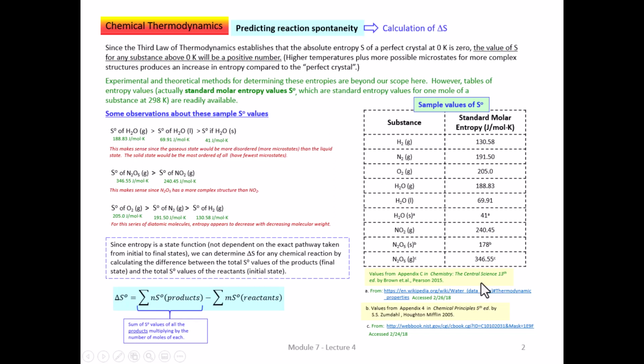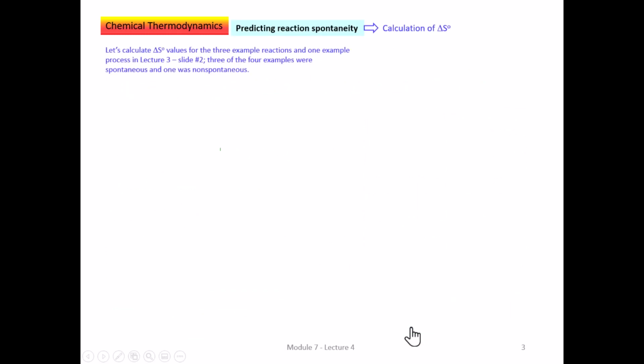We'll sum up the entropy values of all the products, multiplying by the number of moles of each, and subtract the sum of all the entropy values of the reactants, multiplied by the number of moles of each. Let's look at some examples of using this equation. And to do that, we'll look at 4 examples. These are examples that we looked at previously. 3 of them were spontaneous, 1 was non-spontaneous.